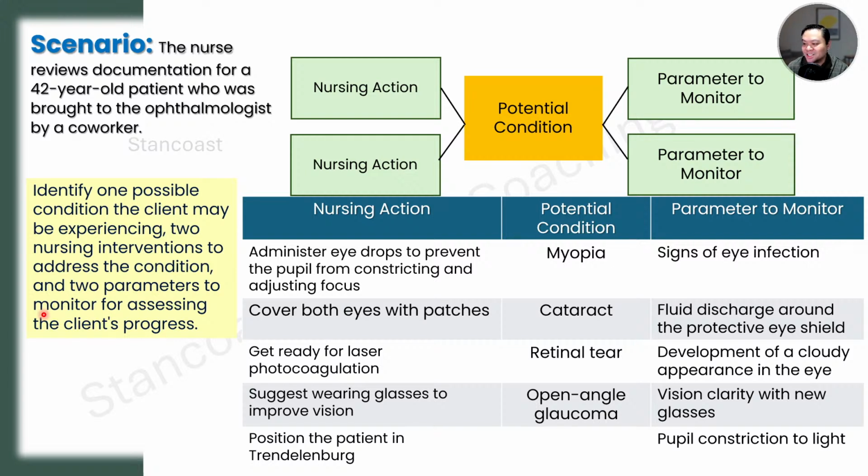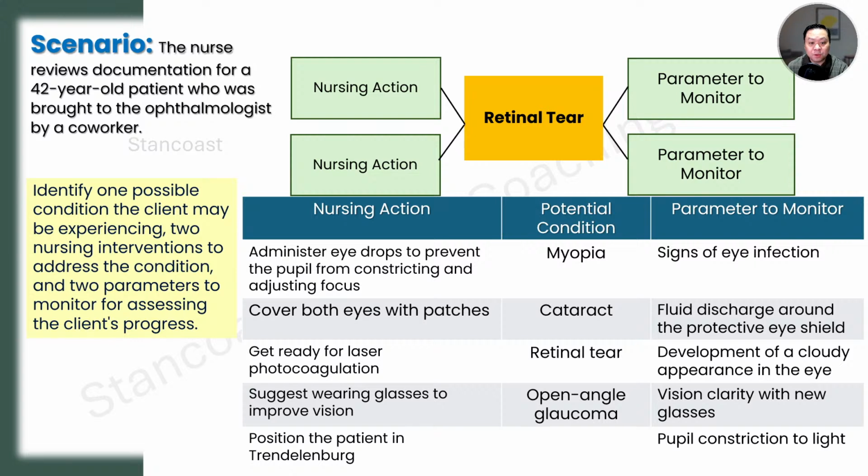So the potential condition that this client is experiencing is retinal tear. The client's description of seeing shooting stars, followed by the sensation of a curtain coming over their vision, is signifying that there is a retinal tear or possibly retinal detachment. And please take note that this is a medical emergency. This is going to cause some sudden visual changes. It's going to be painless, as described in the scenario, right?